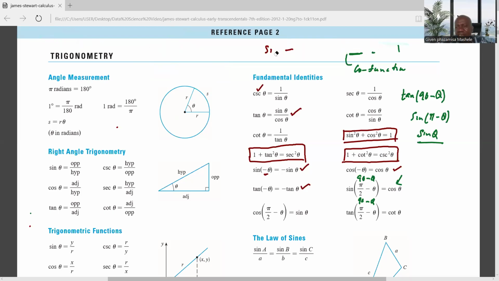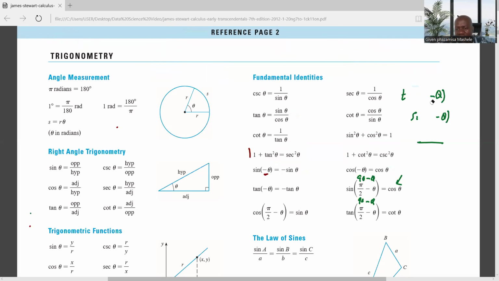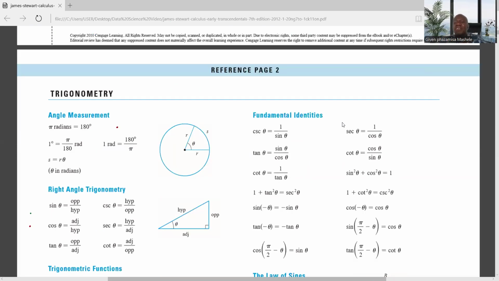These things are very important, particularly for first year students. Sometimes they just write these things, but you end up not understanding where these things come from. You will find that lecturers believe that you have done these things and you know them. For example, a learner in grade 12 doesn't know that 1 plus tan squared theta is the same as sec squared theta.